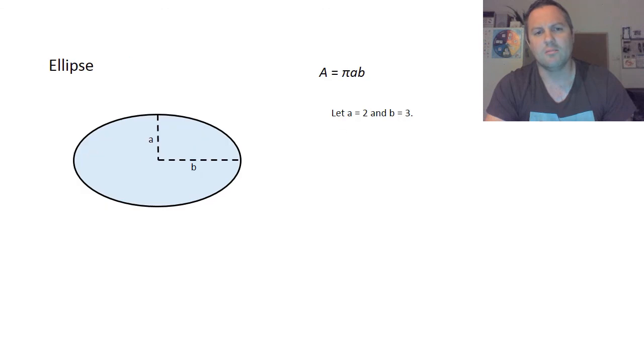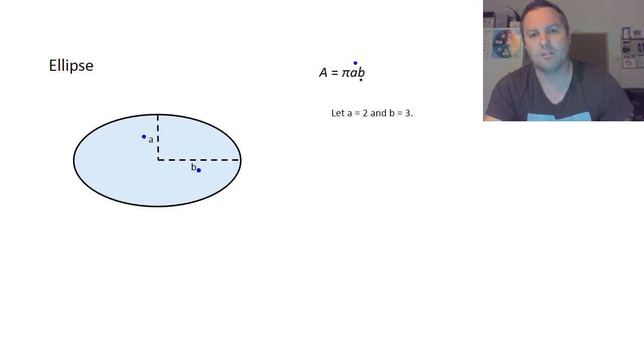Okay, moving on. Here we have the ellipse. You guys might see it as an oval. It could be an egg shape, but an oval is usually what we'd call it. Again, there's two things we need to know. We need to know our A and we need to know our B. So we've got A here and we've got B.